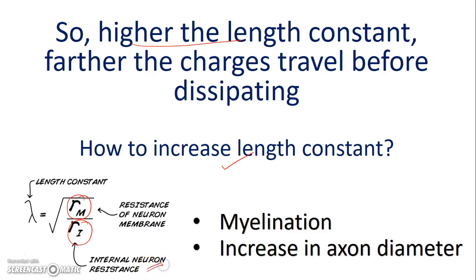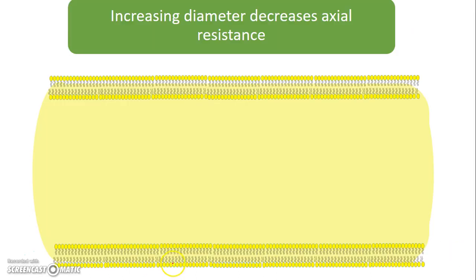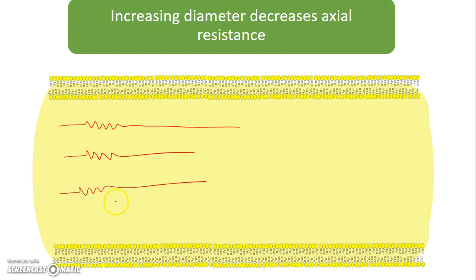The internal neuron resistance can be simply decreased by increasing the axon diameter. When the axon diameter is very small, the resistance offered for the movement of ions is much higher. But if the axon diameter is much higher, it is something like adding more and more resistance in a parallel circuit, which decreases the total resistance of the circuit. So as the diameter of the axon increases, the charges have less friction and more space to move easily forward, so the resistance decreases and the length constant improves.